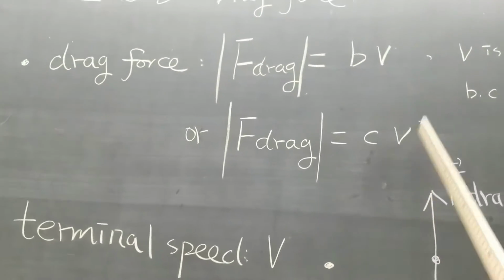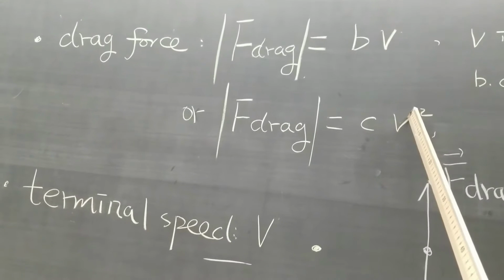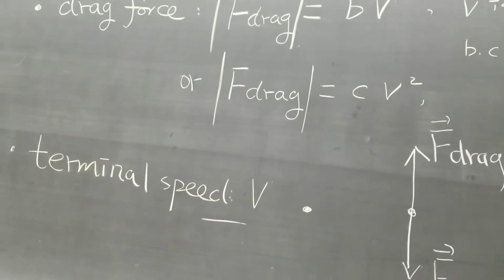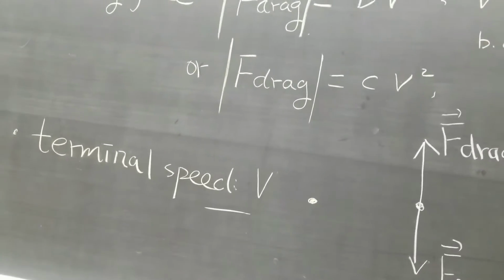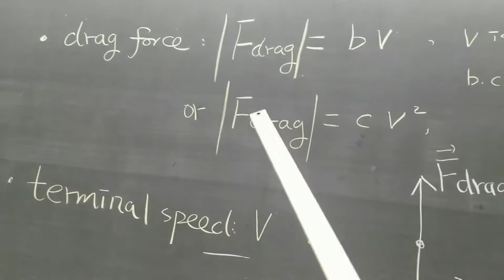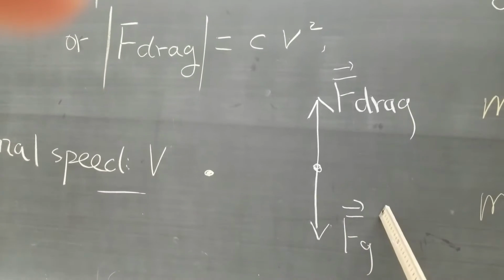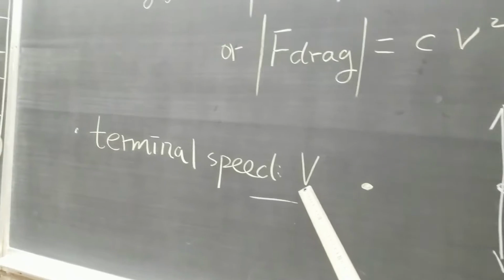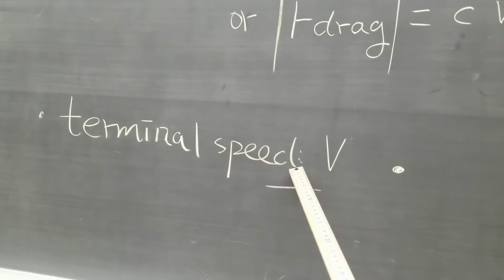The drag force depends on speed. If the speed is equal to 0, the drag force is going to be equal to 0. So when you let the coffee filter start falling, initially the drag force is 0. But as it speeds up, the drag force will also increase, until the drag force reaches the magnitude of the gravitational force. Then the object will start moving at constant speed. We call that speed the terminal speed.